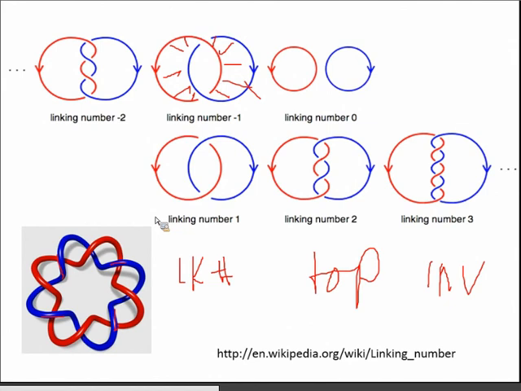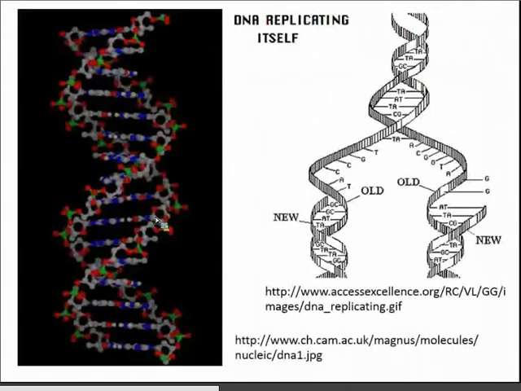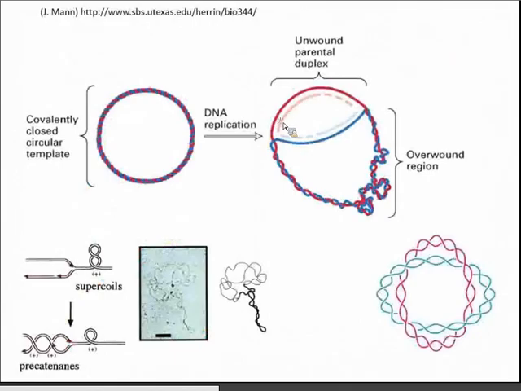So now we can take a look at what this means in terms of replication. Well, when you replicate or even transcribe, we have to pull these two strands apart. So this is an example of replication where these two strands have to be pulled apart. Well, that has interesting consequences. We have to unwind these two things in order to replicate.